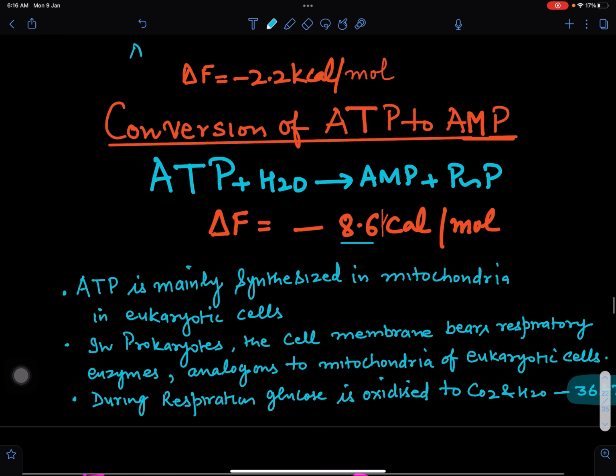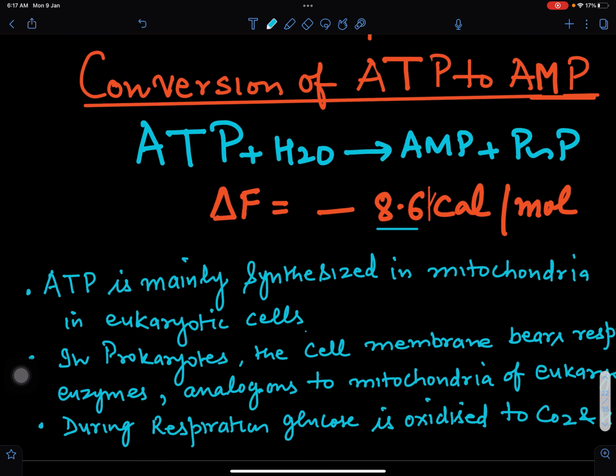So this ATP is mainly synthesized in the mitochondria in the eukaryotic cells. Eukaryotes, what are eukaryotes, what are prokaryotes? Bacteria and blue-green algae, they're prokaryotes, and the rest of the other organisms, they are eukaryotes. Again, I'll share a link in the description box, differences between prokaryotes and eukaryotes.